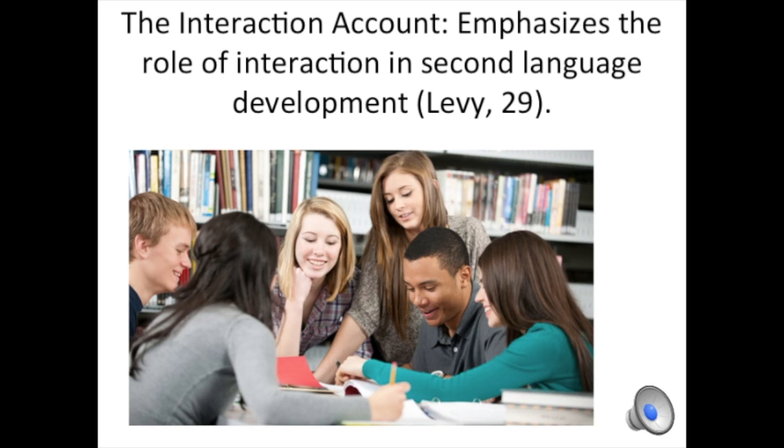Okay, the third one is the interaction account. The interaction account emphasizes the role of interaction in second language development. It incorporates certain central processes such as the negotiation of meaning, in which the learner and audience engage in an ongoing process of interactional adjustments. The IA focuses on learning interactions that by necessity involve two or more people, or a person and the computer.